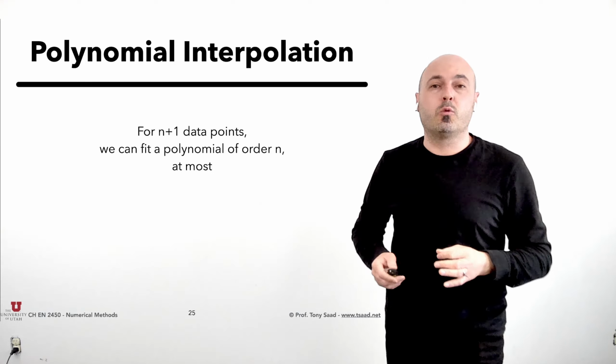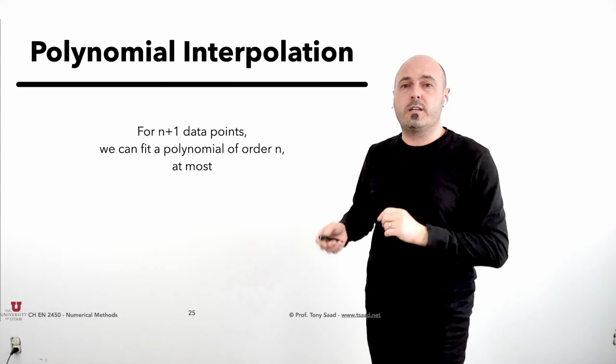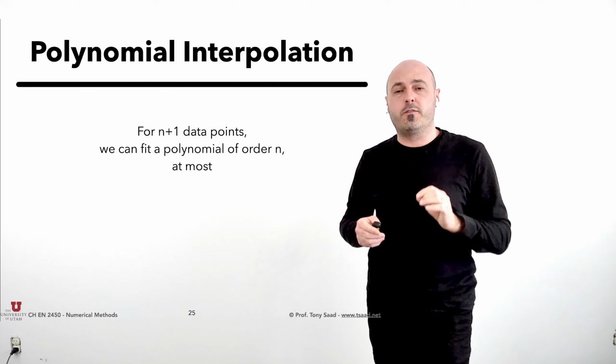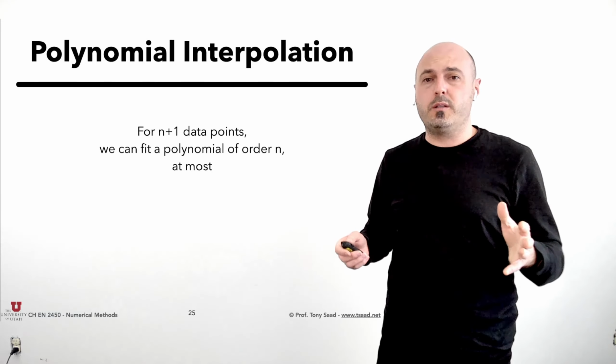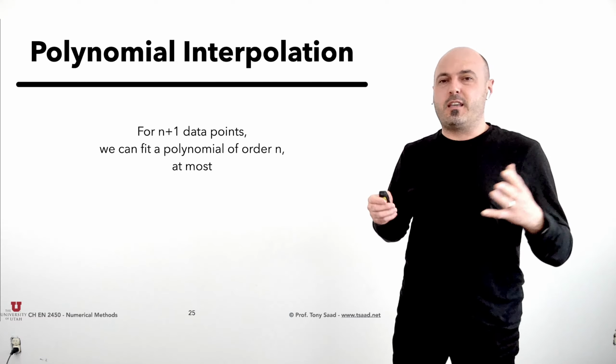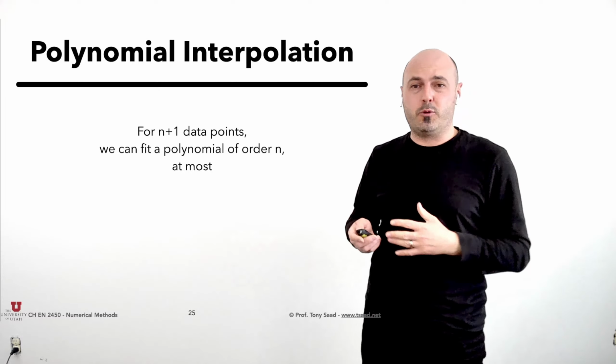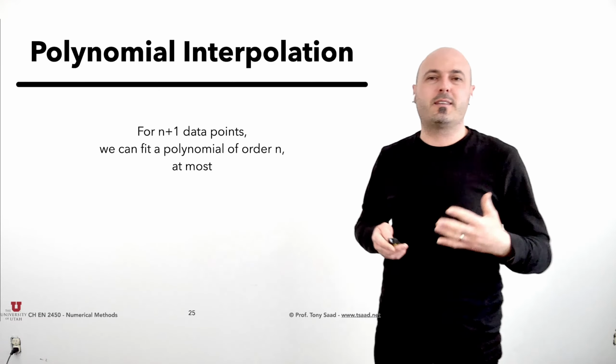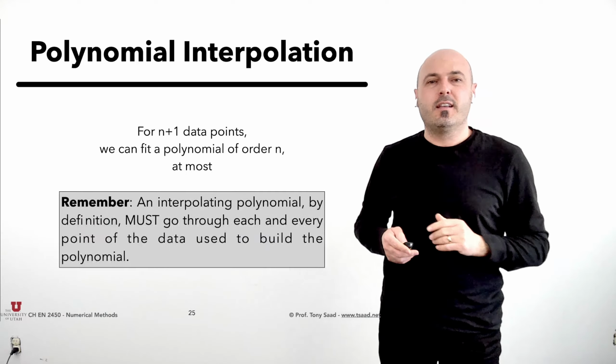So keep it as a rule of thumb. For n+1 data points, we can fit a polynomial of order n. If I give you 10 points, you can fit a polynomial of order 9. And if I give you 15 points, you can fit a polynomial of order 14. Now, whether that makes sense or not, we're going to talk about that in a minute.